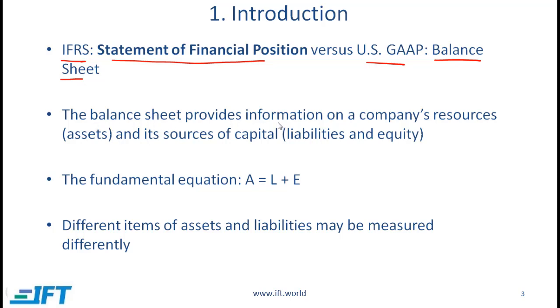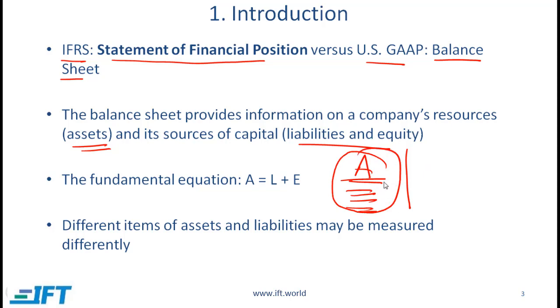The balance sheet provides information on a company's resources, which are the assets, and its sources of capital, liability, and equity. The concept here is fairly straightforward. The assets, typically shown on the left side of the balance sheet, tell us what resources a company has, and obviously we need to account for where these resources came from, and that accounting comes on the right in the sense that the money for these assets either comes through debt or equity.